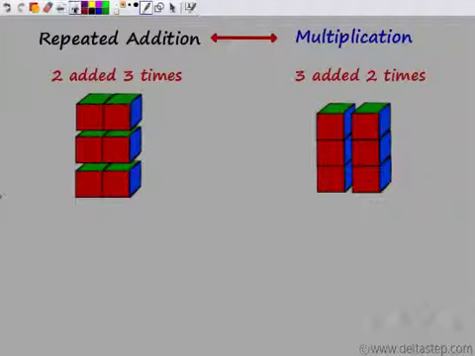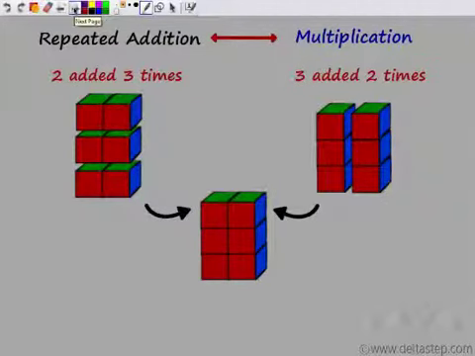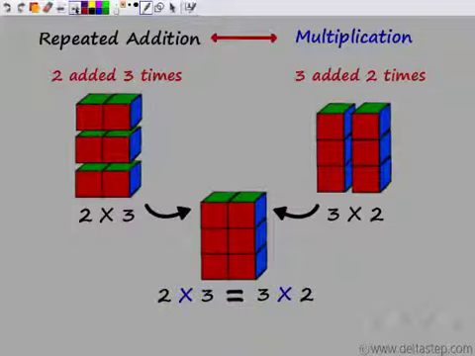what do I get? If I stack this, I'll get this. If I stack these two columns together, again I would get the same box. So we see that whether you add 2 three times or 3 two times, you get the same thing. I can say 2 added 3 times as 2 into 3 and 3 added 2 times as 3 into 2. So this block represents either 2 into 3 or 3 into 2 because both of them are the same thing. I can say that 2 into 3 is equal to 3 into 2.